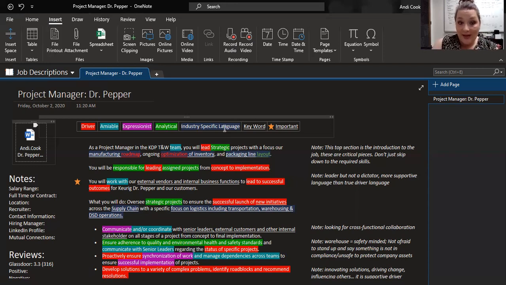Expressionists are our storytellers. They want to believe in the why and the mission. They want to be engaged, actively tell the story, understand the story. So they would be our expressionists. Analyticals are our data-driven decision makers. They want to know the process, the policy, and they are going to stick with it. Then I make note of any industry-specific language. That way, if they use a lot of industry-specific language, most likely they're going to want somebody who is familiar with the industry.